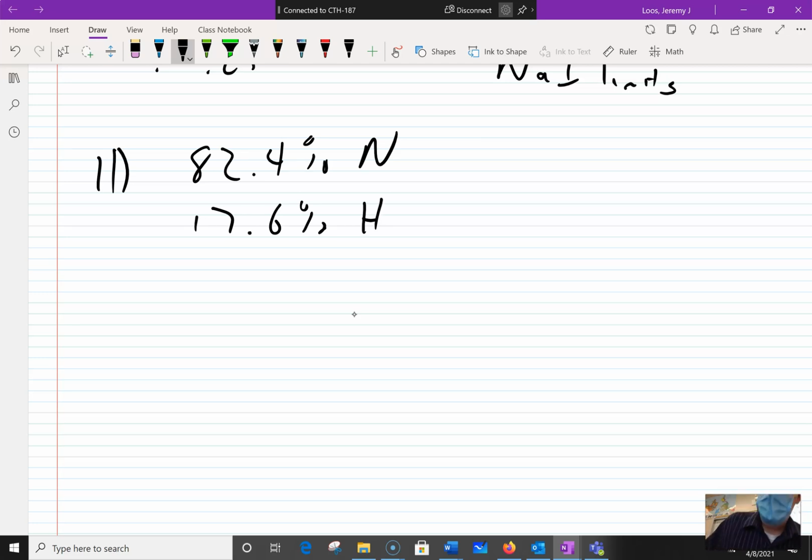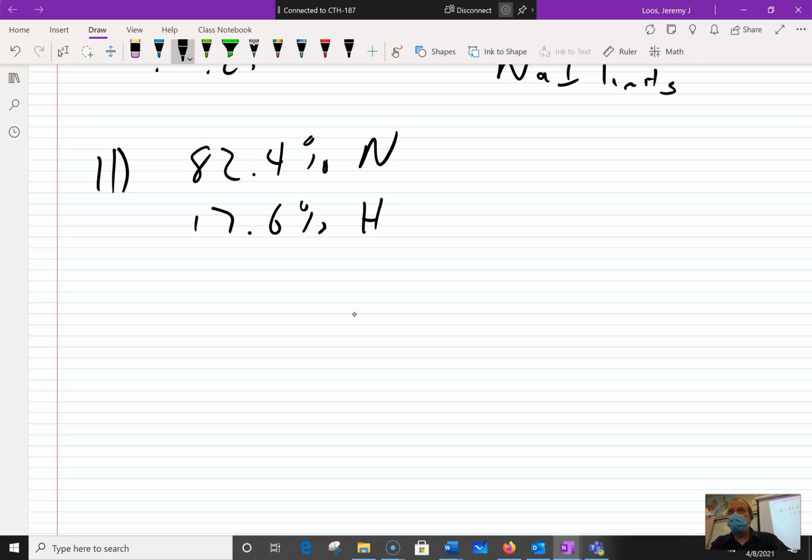Okay, so here is where we're going to use that poem that I mentioned earlier. It went: percent to mass, mass to mole, divide by smallest, make them whole. Let's all say that. Repeat after me. Percent to mass, mass to mole, divide by smallest, make them whole. Let's do this one more time.